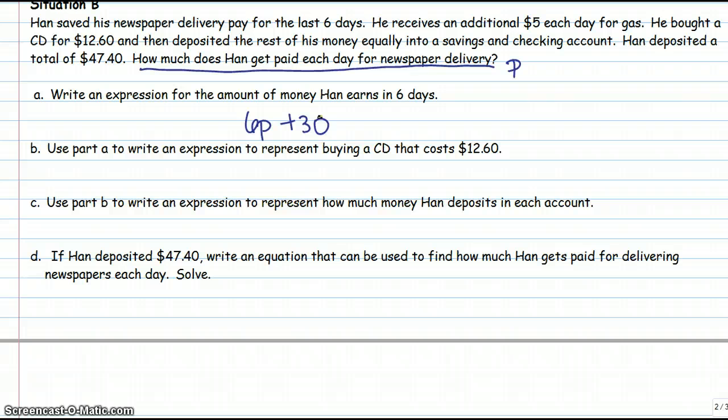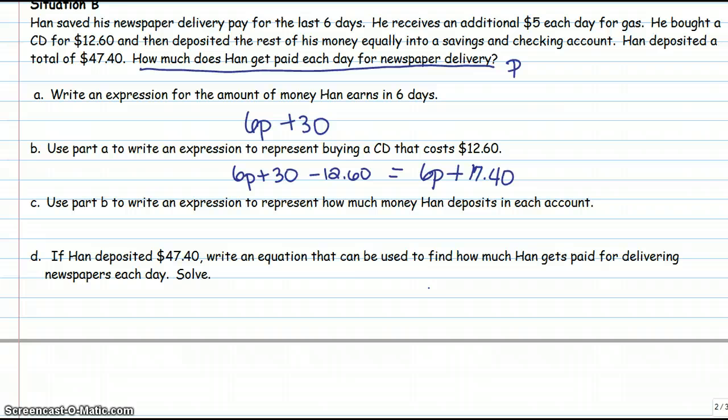Use part A to write an expression to represent buying a CD that costs $12.60. Well, now, if he has 6P plus $30 and he spends $12.60 to buy the CD, you're going to subtract $12.60. It might be good at this point to go ahead and actually do that subtraction. This is 6P and then plus, so now you're going to do 30 minus $12.60. That should be $17.40.